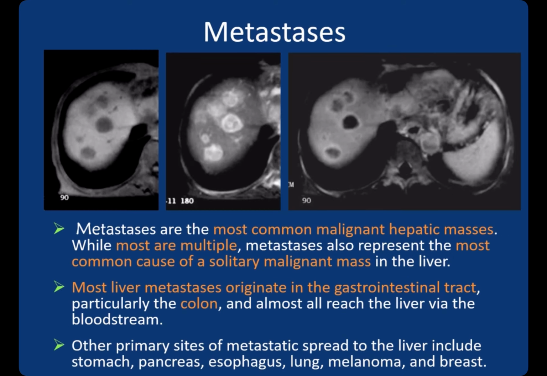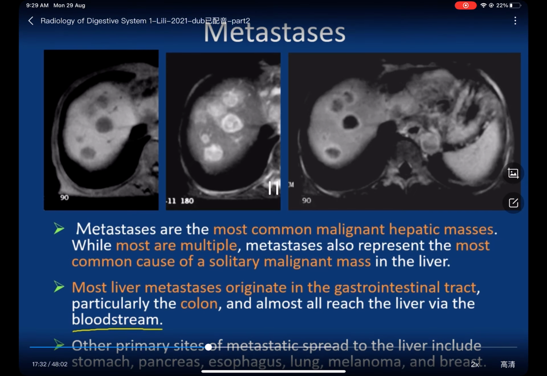First, we will talk about metastases. Metastases are the most common malignant hepatic masses, most are multiple, and they also represent the most common cause of a solitary malignant mass in the liver. Most liver metastases originate in the gastrointestinal tract, particularly the colon, and almost all reach the liver via the bloodstream. Other primary sites of metastatic spread to the liver include stomach, pancreas, esophagus, lung, melanoma, and breast.